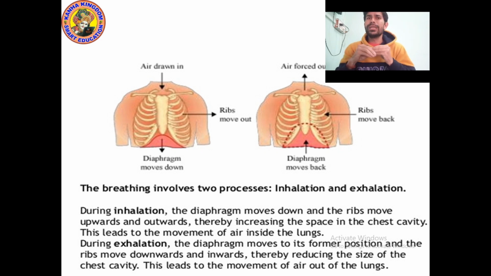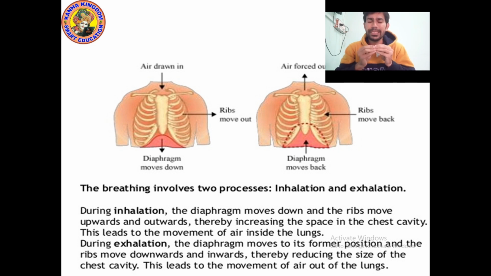Okay, so during inhalation the diaphragm moves down and the ribs move upward and outward. Or you can say the ribs move out, thereby increasing the space of the chest cavity. This leads to the movement of air inside the lungs.